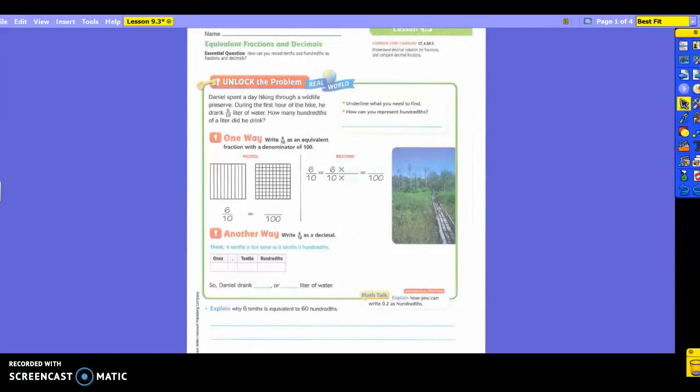Today we are going to discuss equivalent fractions and decimals. What you've been working on the last couple days is going to be important to today. Let's read the first problem they give us.